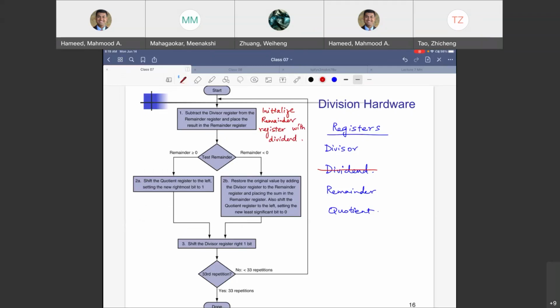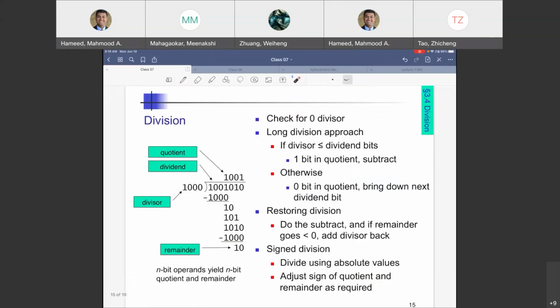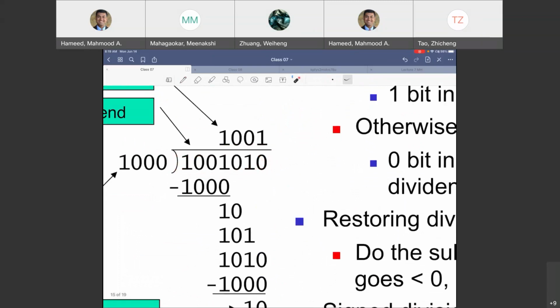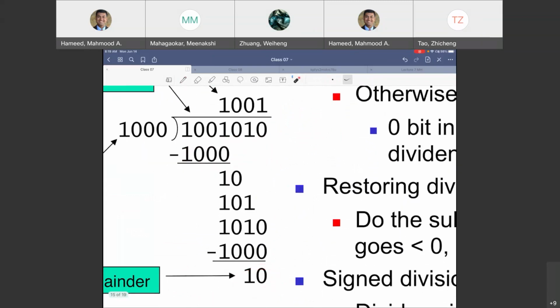So you see what we are doing here? We are saying, this is my dividend. I will initialize the remainder register to that value, and I will keep subtracting from that value. Eventually, I'll get whatever I get at the end in that same register, right? So I'm treating the remainder register as my dividend, and I'm keep subtracting from that. And based on that subtraction result, I either get a 1 or a 0 in the quotient register.